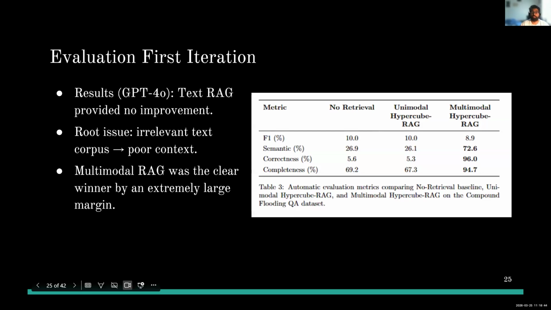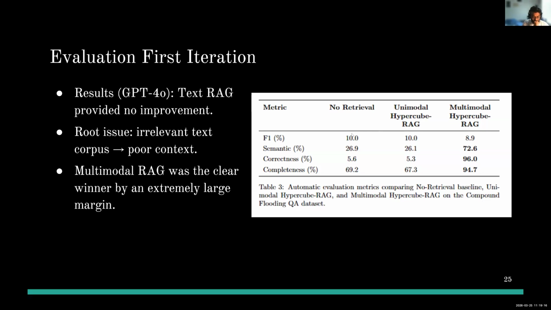And so this is our first evaluation iteration, and it gave us a pretty big finding. It showed us that the text RAG, specifically with the Science Daily articles, provided no improvement due to the irrelevant text corpus. However, our multimodal system, which included the sensor data, created a significant improvement, proving that sensor data is essential for grounding the LLM's reasoning.